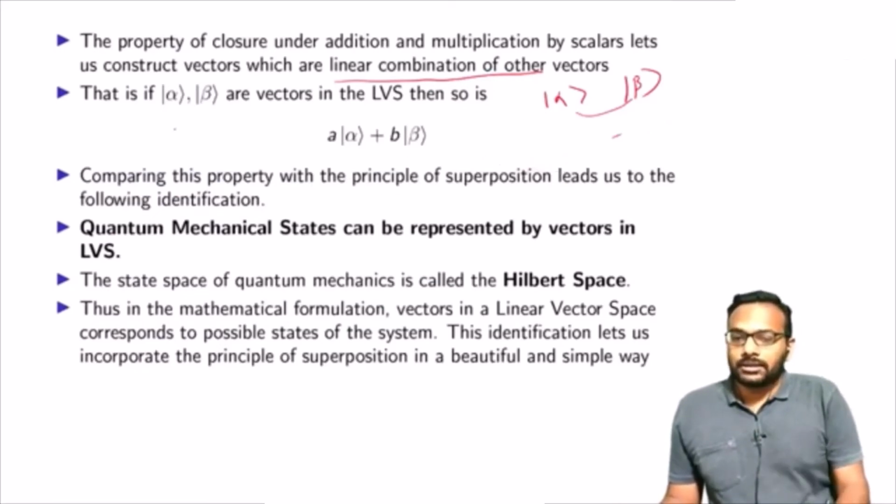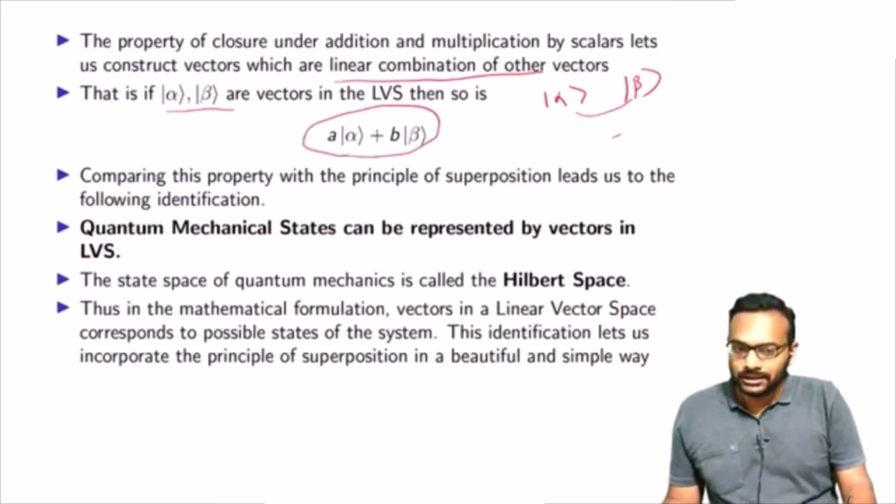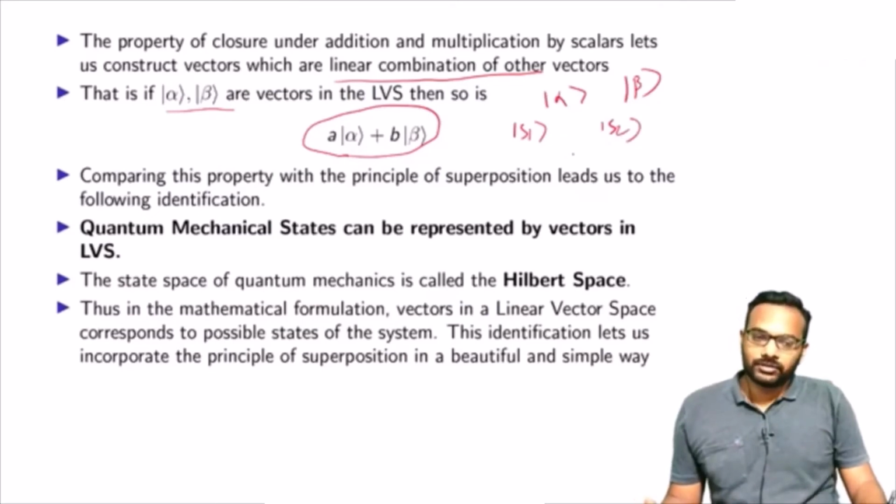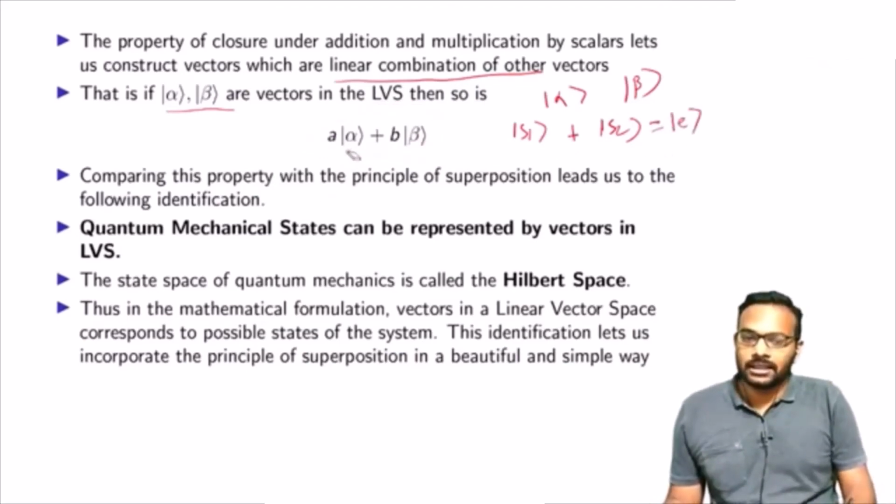So that means if alpha and beta are vectors in linear vector space, then so is this combination. Now compare it with what we said earlier. If S1 and S2 are possible states of the electron, the principle of superposition says that a superposition of them is also a possible state of the electron. And here we are saying if alpha and beta are two vectors, then a superposition of them is also a vector. These are two different things. This we made from experiment, this is from the mathematical framework.